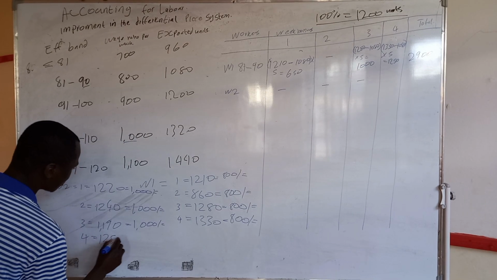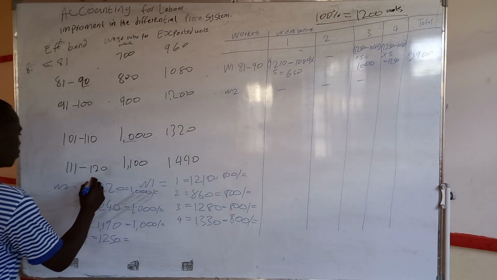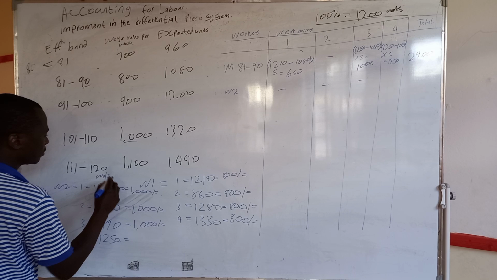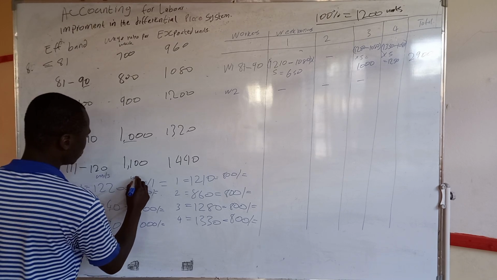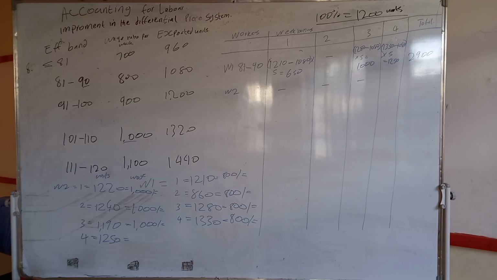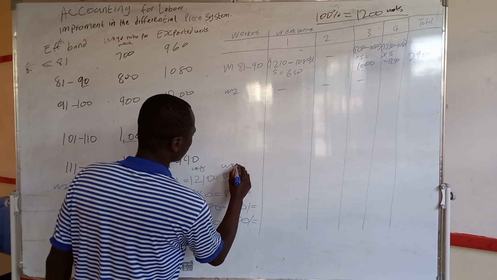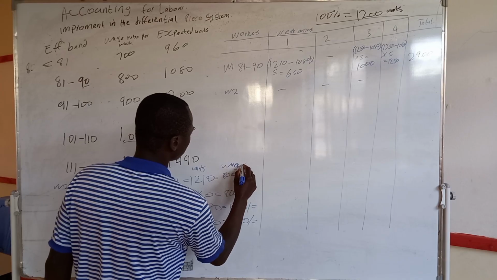1,250 units. This is units. This is wage. Okay? Units. This is wage. Fixed wage.